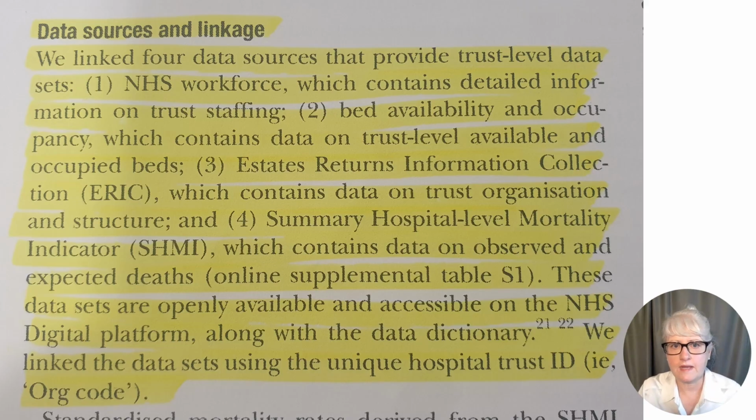When we look at the open access paper, here you can see the researchers are very clear about data sources, where they collected their retrospective data from. Their data sources included trust staffing and workforce data, bed availability and occupancy, data on the trust organisation and structure, and hospital mortality from the summary hospital-level mortality indicator.